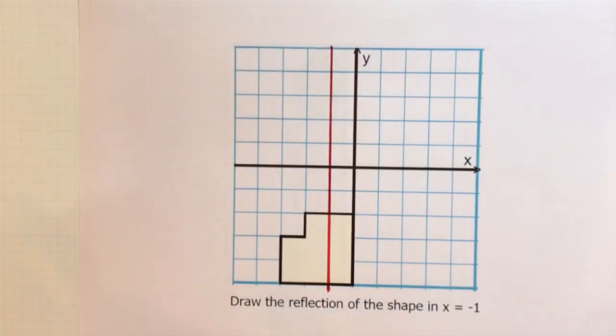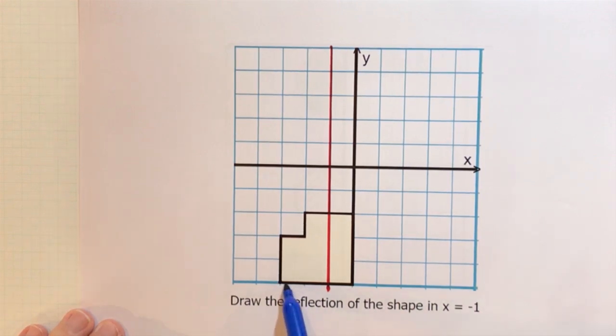So the mirror line cuts through the shape. That's interesting, but we still have the same rule. So let's start off with this bottom left point here. That's 2 squares to the left of the mirror line. So we want to go 2 squares to the right of the mirror line.